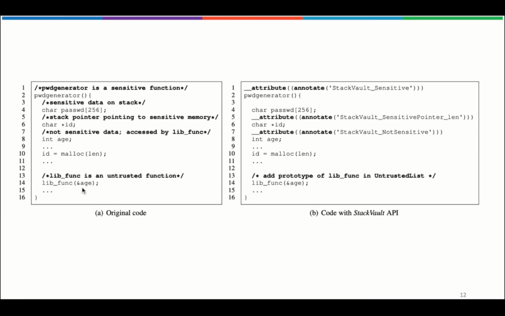Right. So leaf func is an untrusted function, right? And this is the original code. However, when we instrument it with our APIs, we instrument with annotated Stack Vault sensitive. This function is Stack Vault sensitive, like password generator. And this is a Stack Vault sensitive pointer, like password, and Stack Vault not sensitive, like age is not sensitive. Right? We mentioned this kind of annotations. This is part of that.